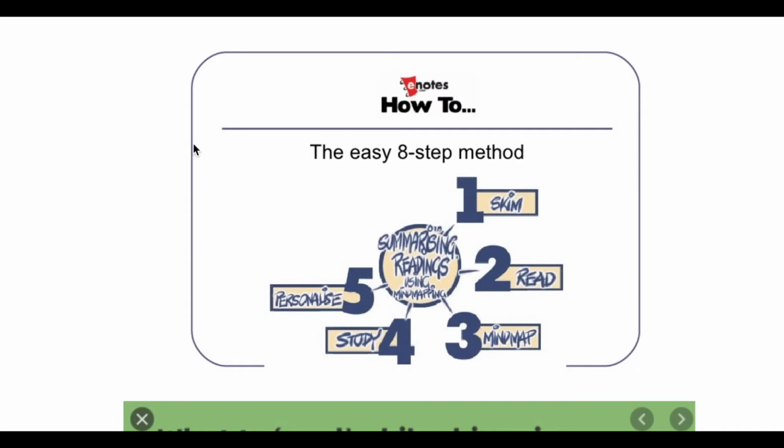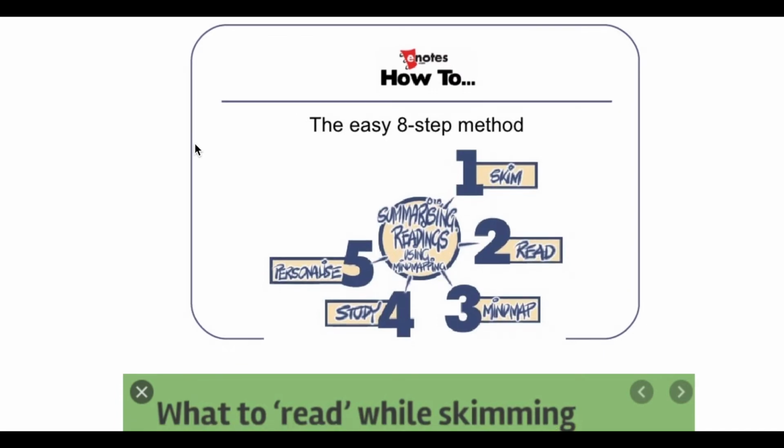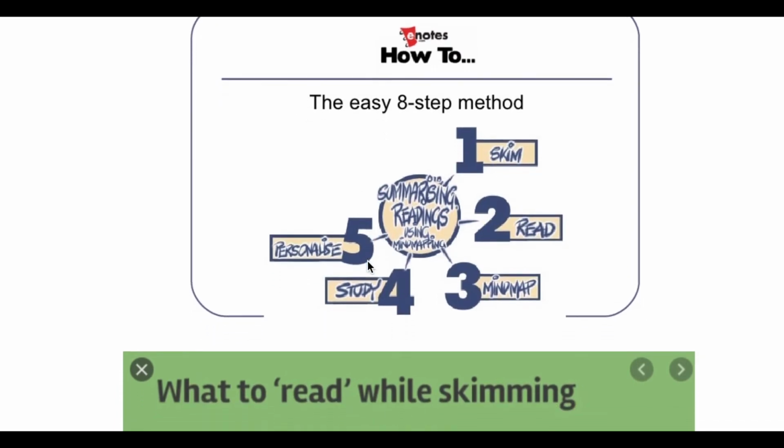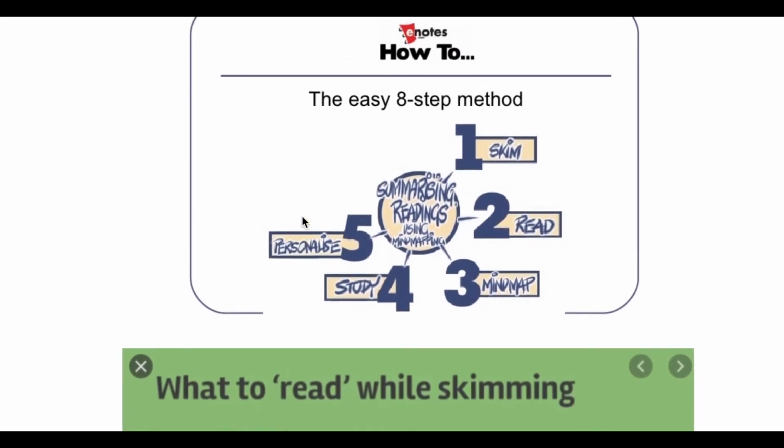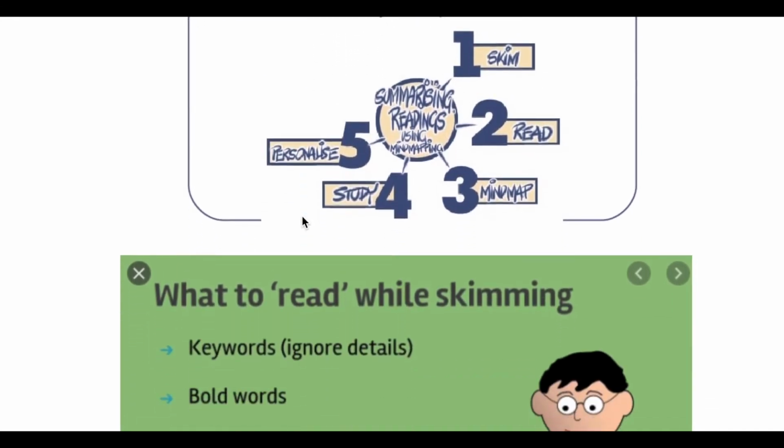There are actually 8 methods in doing this, but we will only focus on the summarizing and reading, and we will be using mind maps for this one. The other 3 would have to be presentation skills, which we will be discussing in the other episodes. So we will just focus on the first 5 of this 8-step method. Now, let's start with skimming.